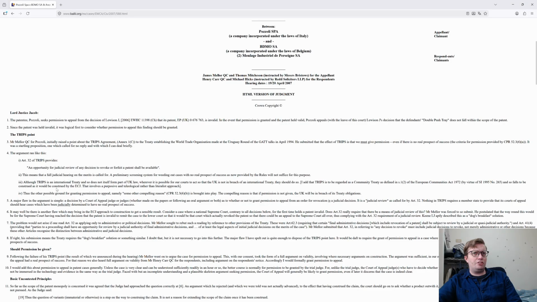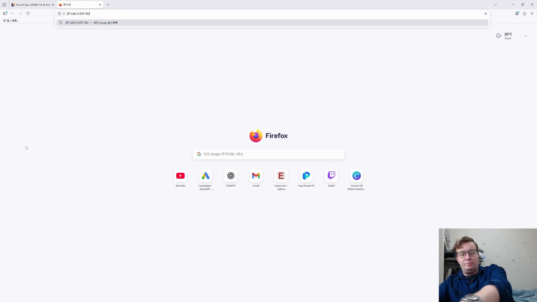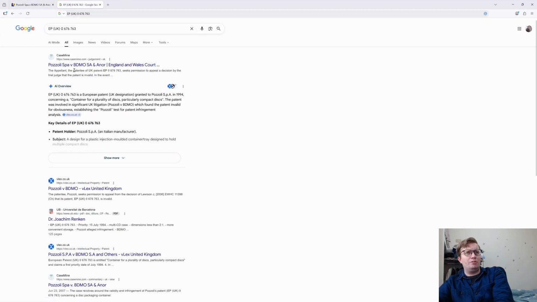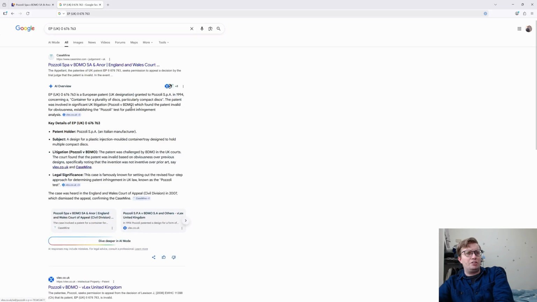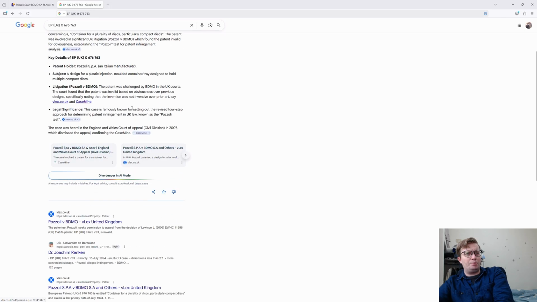So in Pozzoli, this is the High Court, which is the lower court. Judge Lewison, who was the judge in that case, said that this patent was invalid. Let's take a look at the actual patent. Why was it invalid? It was invalid on the grounds of obviousness. So I want to take a look at the actual patent itself.